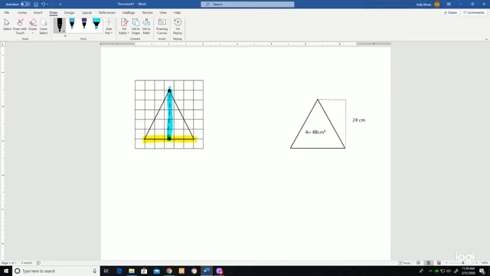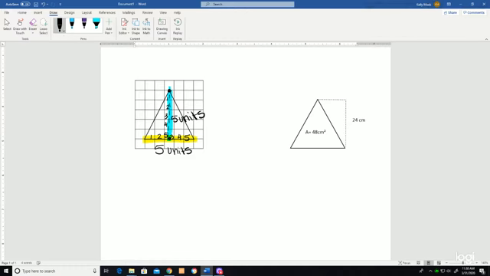Let's count the squares. So we have 1, 2, 3, 4, 5 squares that make up the base. So the base is going to be 5 units. They did not tell us what these squares represent. So when we don't know our units, we just write the word units. Okay, now let's count our height. So 1, 2, 3, 4, 5. Our height is also 5 units.